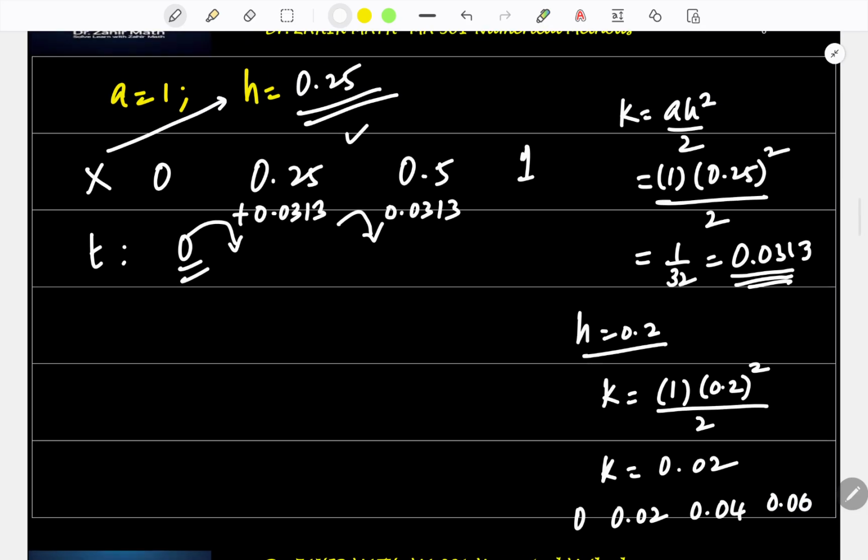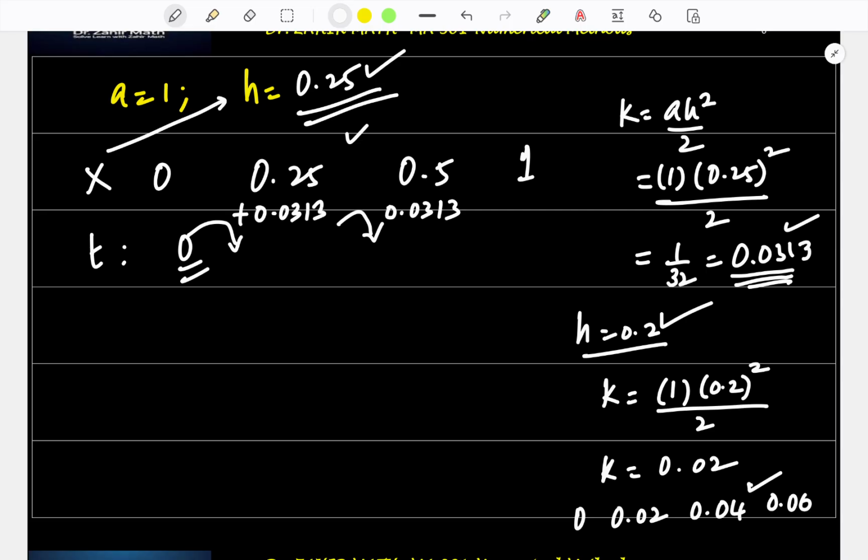So the choice is yours. You can choose h is equal to 0.25 and k is equal to this, no problem. Or you can choose h is equal to 0.2 and k is equal to this value, no problem. It's up to you. So what are you going to do? You're going to choose with this. Okay, right. Let me choose this value.